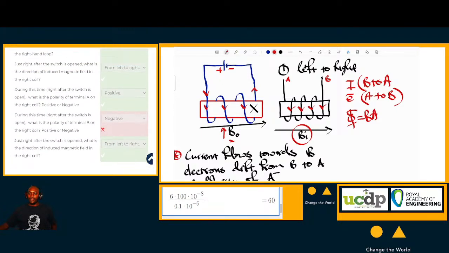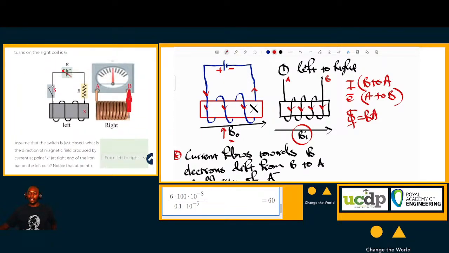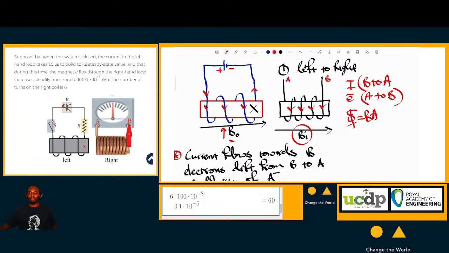I'll advise you to go through this question. It will help you to understand the principle of electromagnetic induction when you have such scenarios. I'll encourage you to go through this question again. Try it on your own and see if you are able to determine the answers that we just discussed here. Okay, it will help you conceptualize that. Let's move on to the next question.